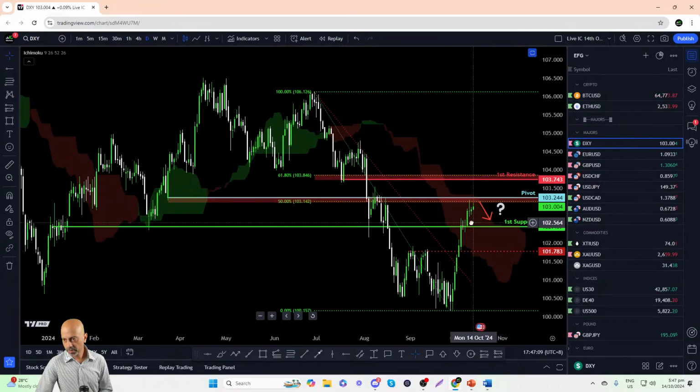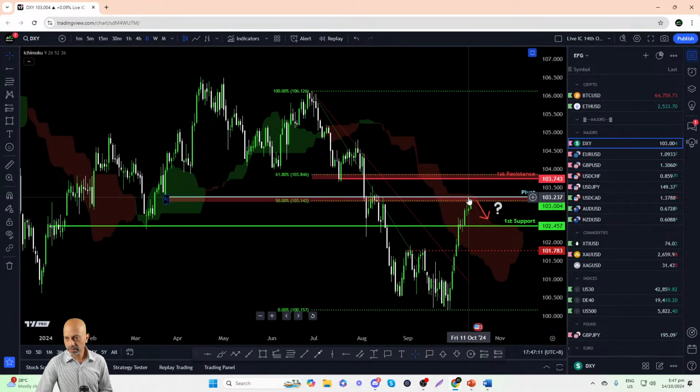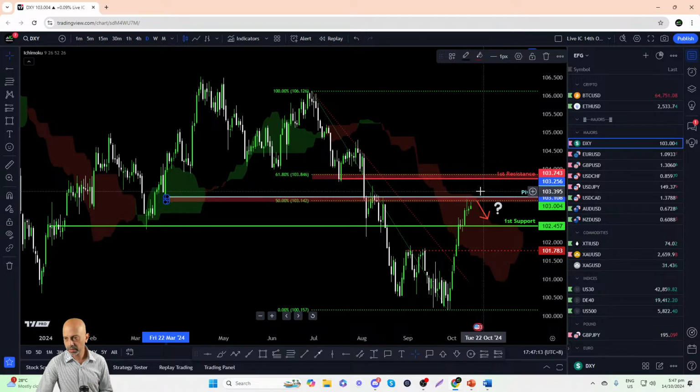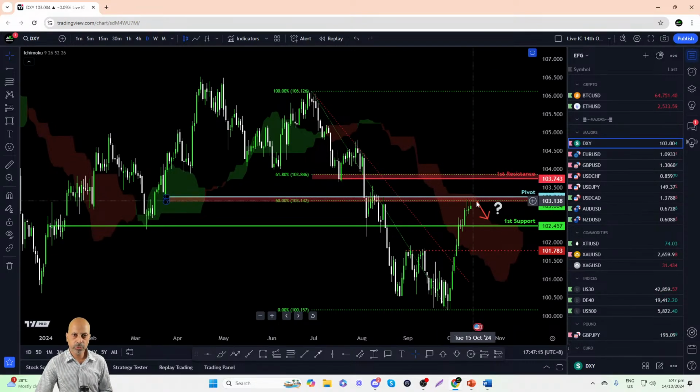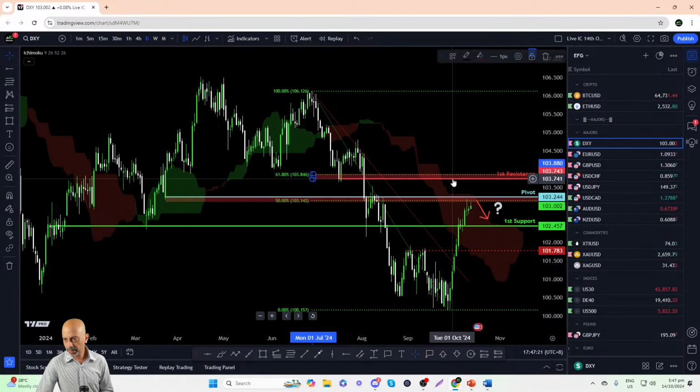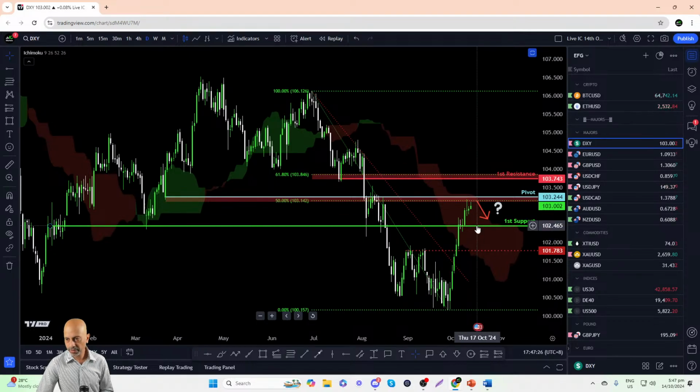And at the same time, if you're looking to short the dollar index, take note the pivot is a strong overlap resistance. So identifying a suitable stop loss slightly above the pivot here would be a good area to do so, or perhaps as high as the first resistance, and then you can target the first support at 102.45 as a potential take profit target for any short dollar index trades that you may have.